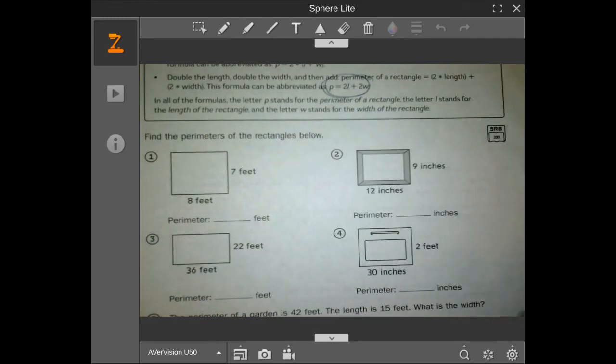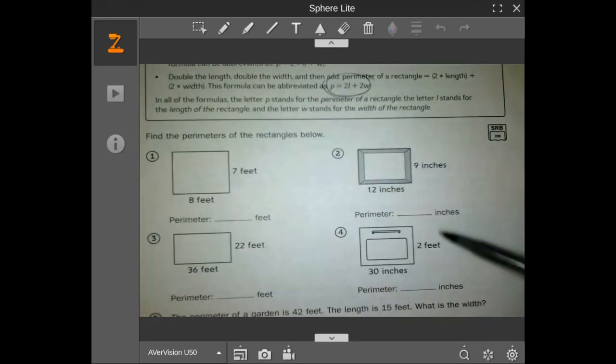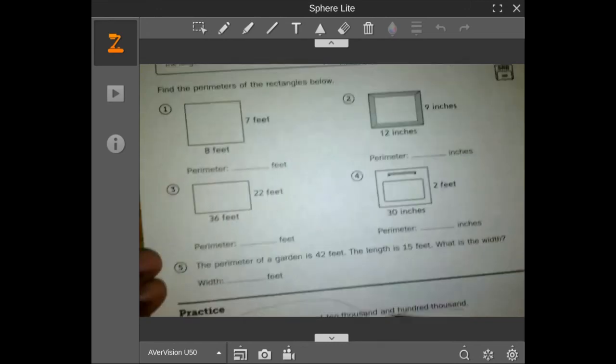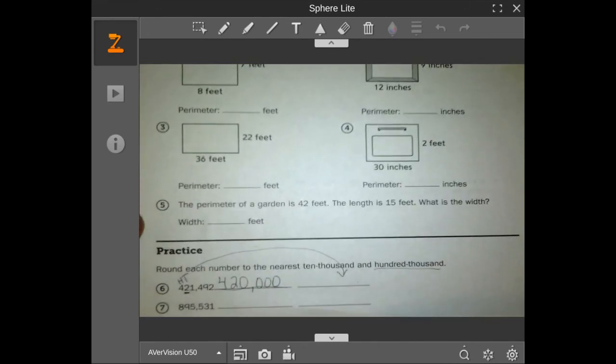So you are going to continue to find the perimeters of the rectangles for 1, 2, 3, and 4. For number 5, you're going to use the method that we used in our previous video to find the width. Don't forget, go back to your notes. Number 6 and 7, we are rounding.